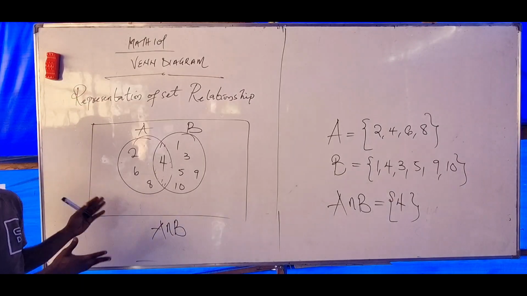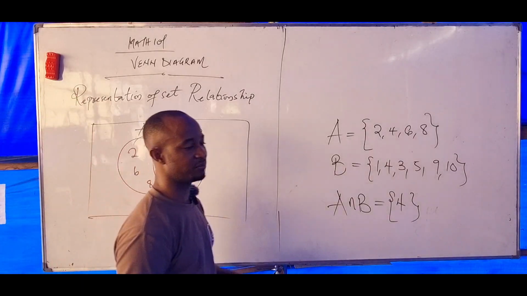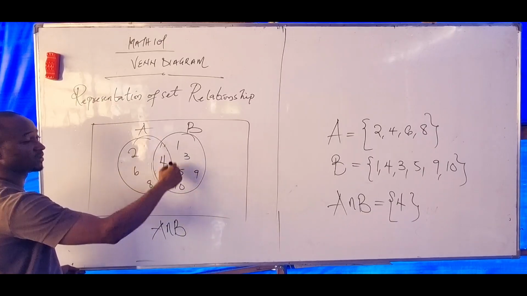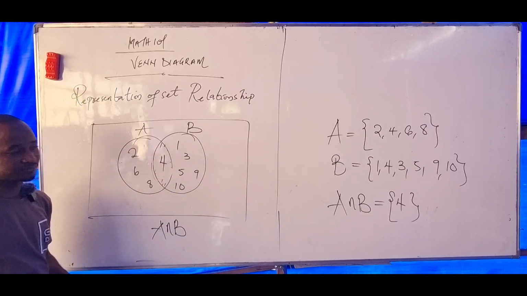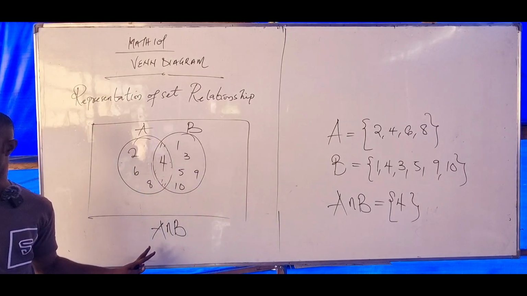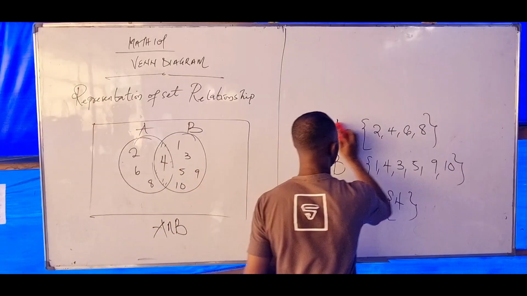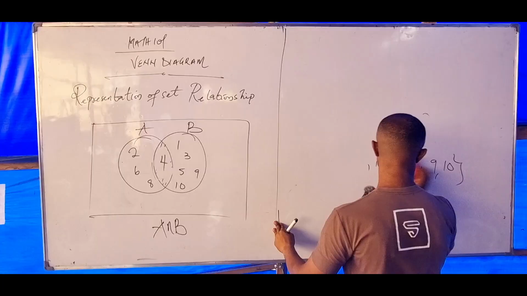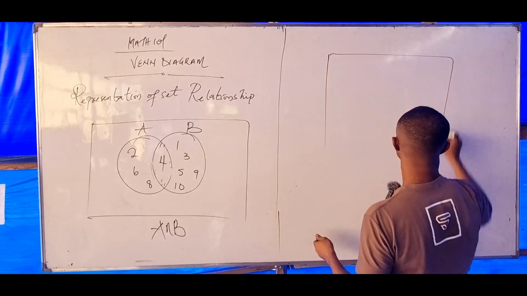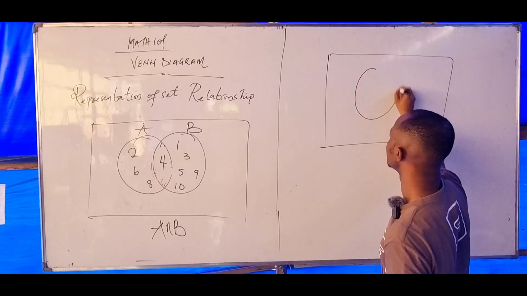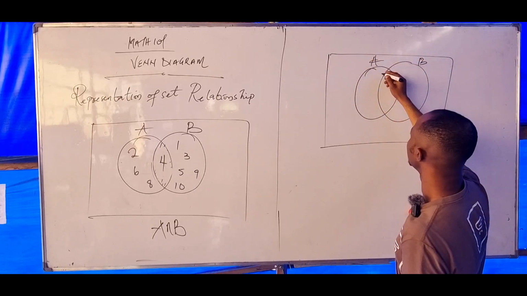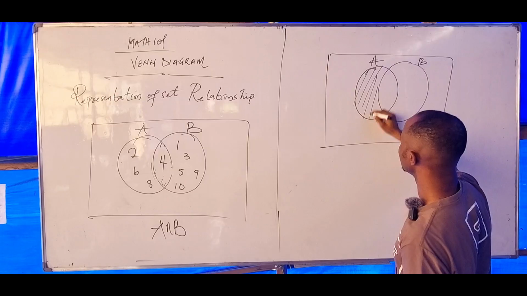This is how to represent this using a Venn diagram. But the major thing here is that our center focus is on the intersection. I'm just recapping what we discussed yesterday. If we have something of this nature, this is set A and this is set B. This part here is the shaded part.